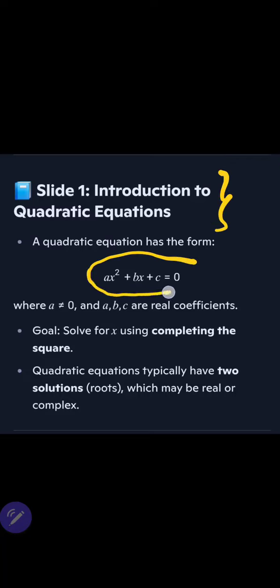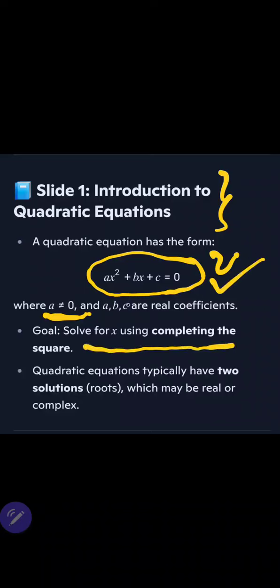This is our quadratic where a, b and c occurring as coefficients are the elements of an algebraically closed field, and we assume that a is not equal to 0, because if a is equal to 0, this will not be a quadratic equation. Then our goal is to solve this equation by completing the square, and quadratic equations have typically two solutions.